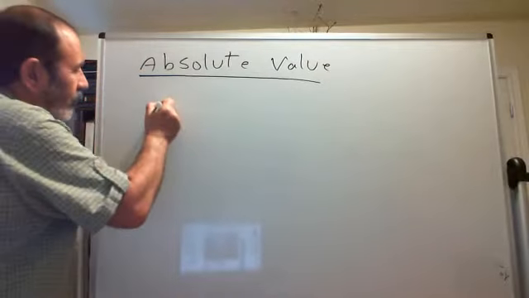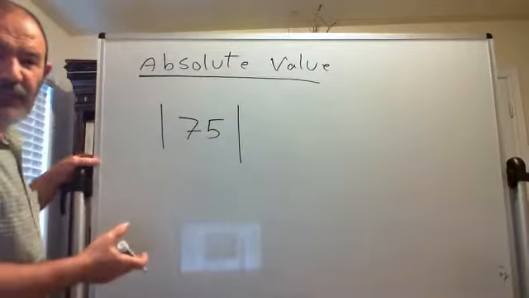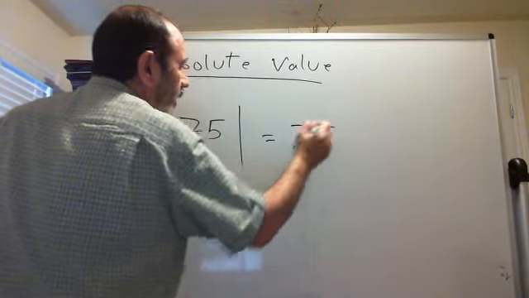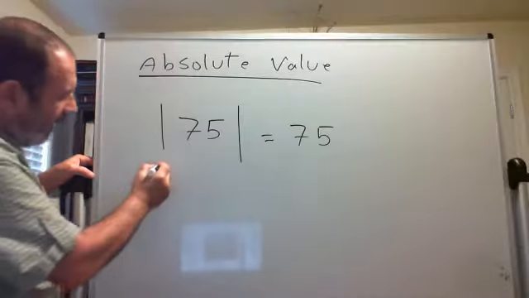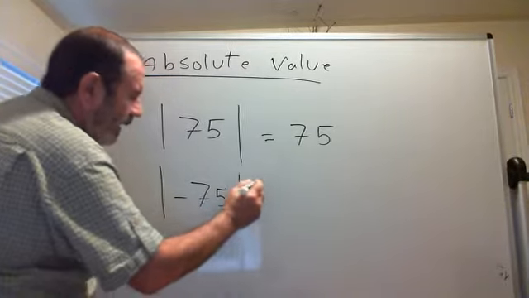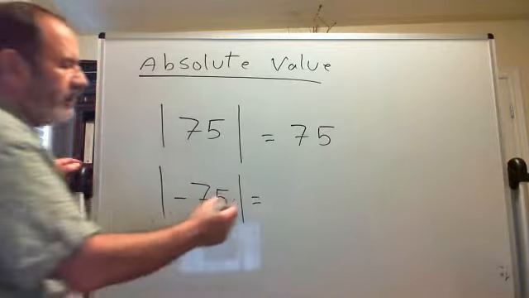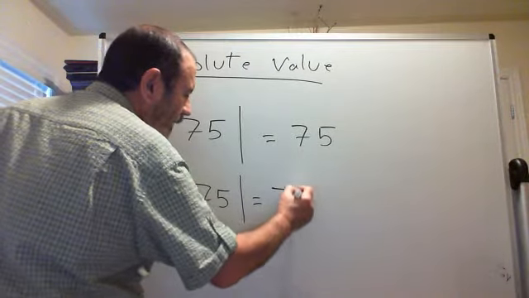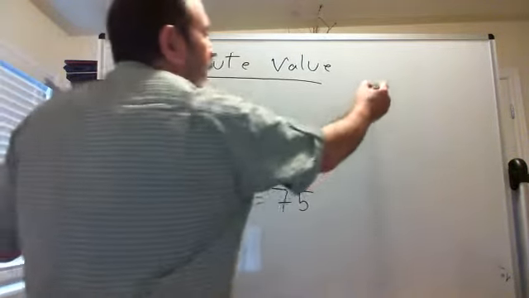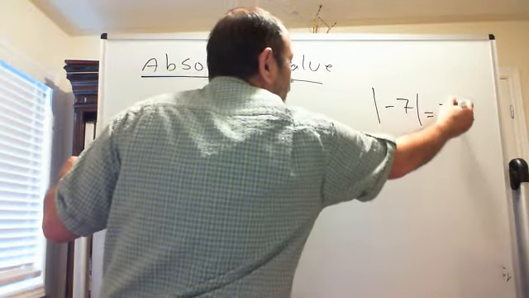What is the absolute value of 75? The absolute value of 75 is 75. What is the absolute value of negative 75? Again, remember, the result of absolute value is always positive. So it's going to be 75. Okay? So, another example, the absolute value of negative 7. What is the absolute value of negative 7? It is 7.